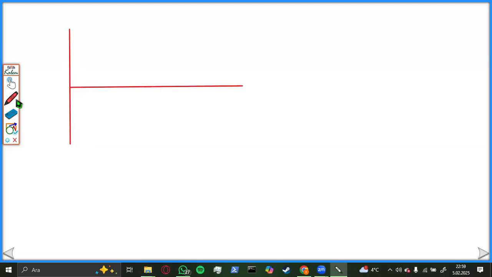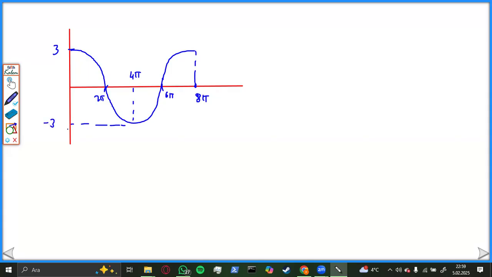Let's look at this graph and tell me its equation. This is 3. This is 3. And it starts with 3. Here is 8 pi. And here is 6 pi. And here is 4 pi. And here is 2 pi. Okay. So, yes, this is minus 3. So, please tell me its equation. I'm asking the equation of that graph.